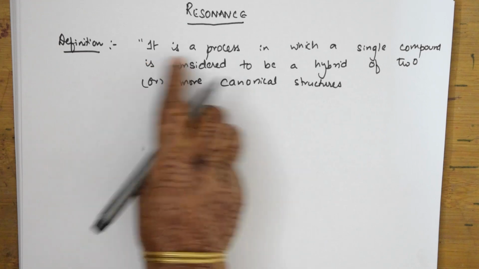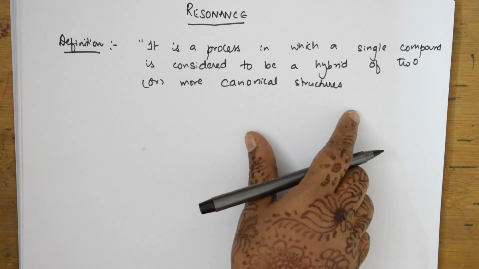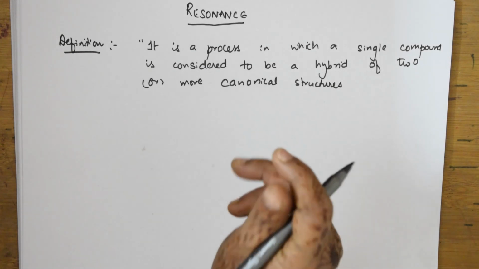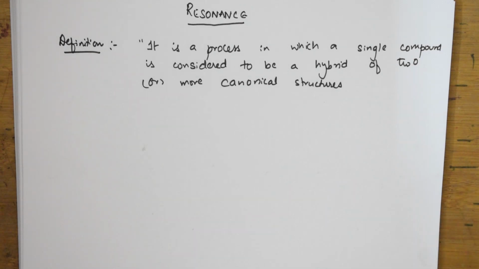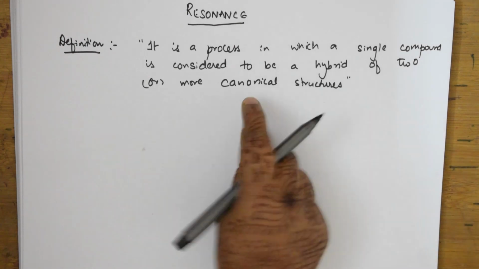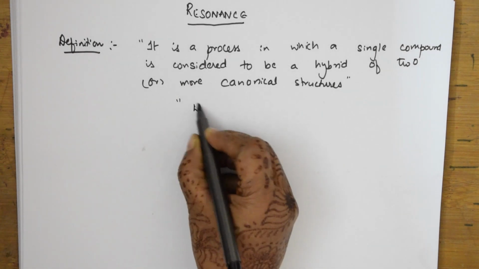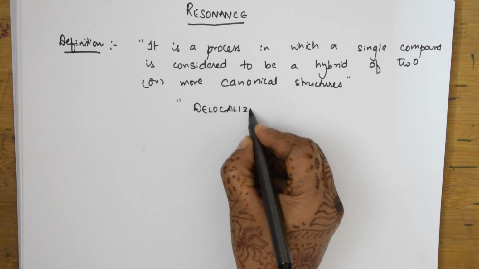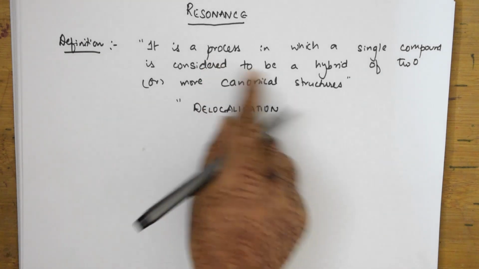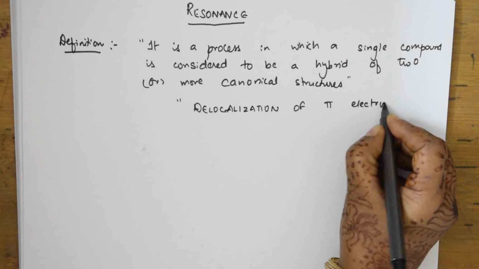What are we trying to tell? It is a process in which a single compound is considered to be a hybrid of two or more canonical structures. We consider one compound that undergoes delocalization of pi electrons, and finally we show a resonance hybrid also. This whole process is called resonance. The most important thing during this process is the delocalization of pi electrons. If you don't remember this paragraph, you can write delocalization of pi electrons.